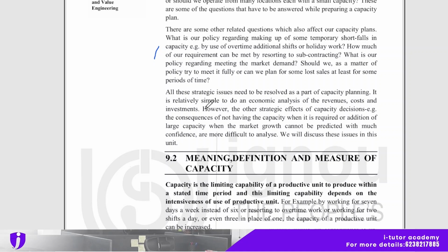All these strategic issues need to be resolved as part of capacity planning, and it is relatively simple to do an economic analysis of the revenue, cost and investment. However, the other strategic effects of capacity decisions, for example the consequences of not having the capacity when it is required, or addition of large capacity when the market growth cannot be predicted with much confidence, are more difficult to analyze. We will discuss these issues in this unit.